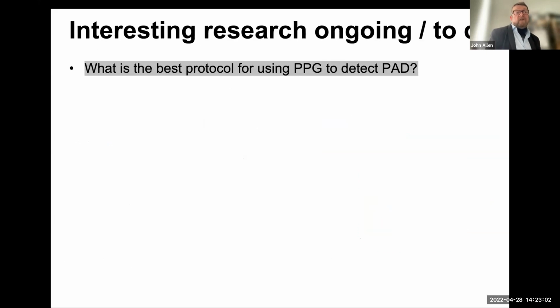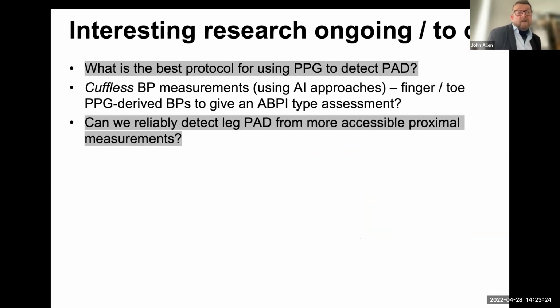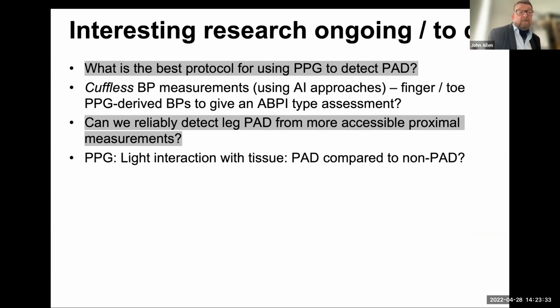So there is some interesting research going on, or perhaps to do. What is the best protocol? These are the questions. What is the best protocol for using PPG to detect PAD? I'm not quite sure. I don't think we know yet. Cuffless blood pressure measurements using AI approaches, perhaps the finger and toe. That should be possible. Interesting thing to look at, perhaps. Given an alternative APPI, can we reliably detect leg PAD from more accessible proximal measurements? I'm not sure. I'd be surprised, but that's something to look at.